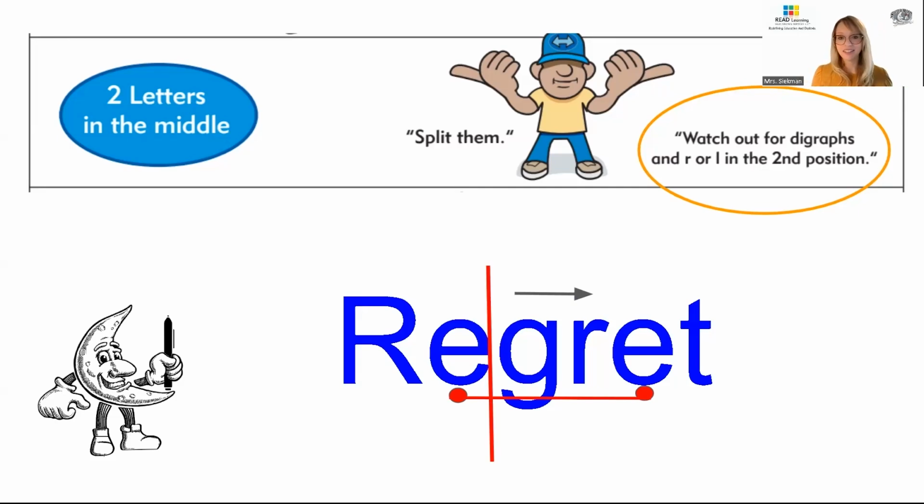Check it out. The G and the R will both go to the end of the word, forcing the E to be long and the second E to be short. Now I'm going to read my word. Regret, regret. Now that's a real word.